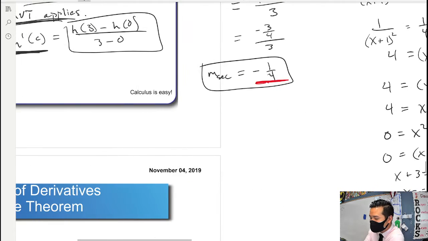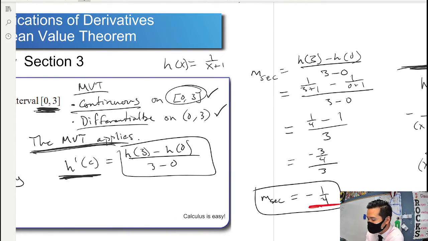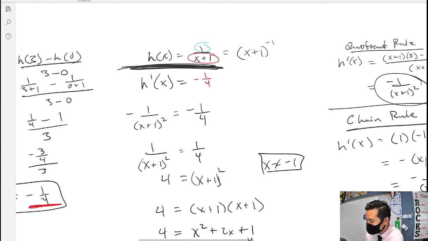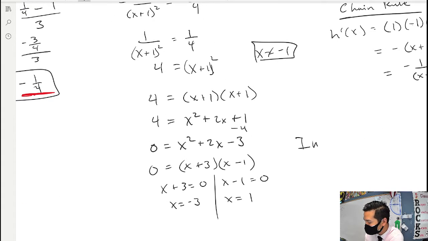What's my interval for this problem? It's from 0 to 3. Remember that? The interval is from 0 to 3. So which one of these is the answer that's between the interval from 0 to 3? The only one that works is 1.